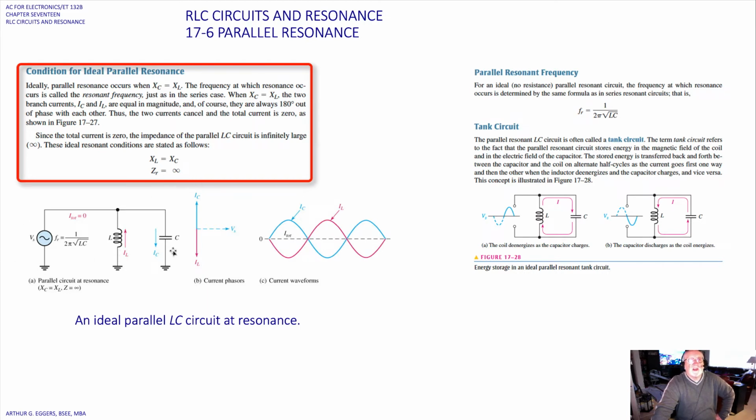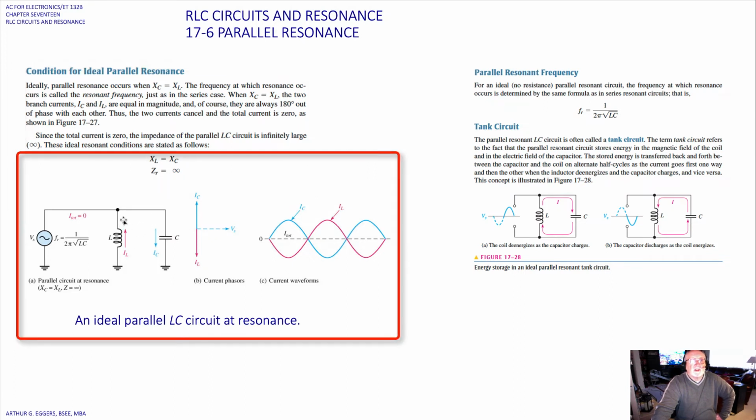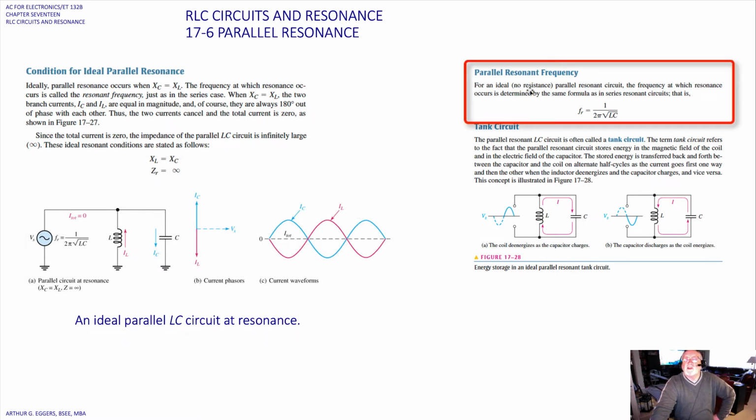Okay, so we can see in our relationship here, our schematic diagram, the inductor, the capacitor, and then our resonant frequency would be calculated using the relationship as we've learned. And again, we see the current waveforms and the phase relationships. For an ideal, in this case no resistance, parallel resonant circuit, the frequency at which resonance occurs is determined by the same formula, just as we've learned it. Okay, so 1 over 2 pi, the square root of LC.